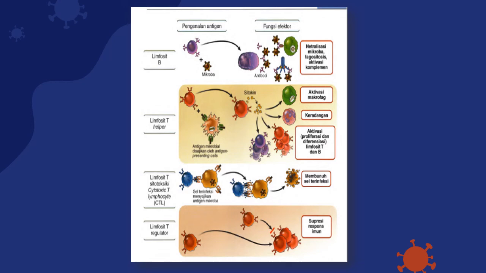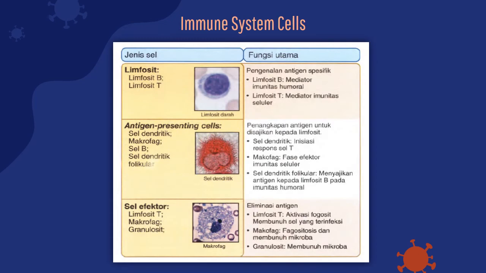And this picture is about the difference between B lymphocytes, helper T lymphocytes, cytotoxic T lymphocytes, and regulatory T lymphocytes. There are 3 types of immune system cells, namely lymphocytes, antigen-presenting cells, and effector cells. Lymphocytes include B lymphocytes and T lymphocytes. B lymphocytes are mediators of humoral immunity, and T lymphocytes are mediators of cellular immunity.